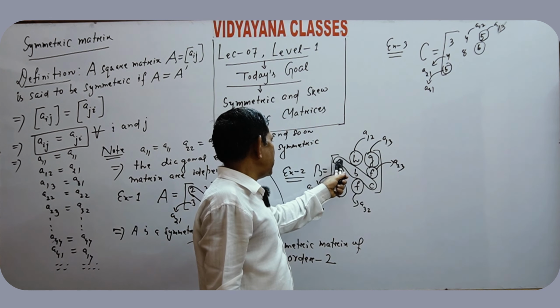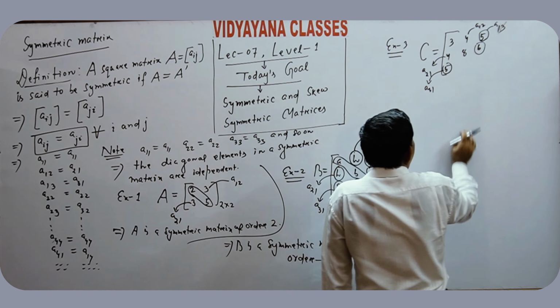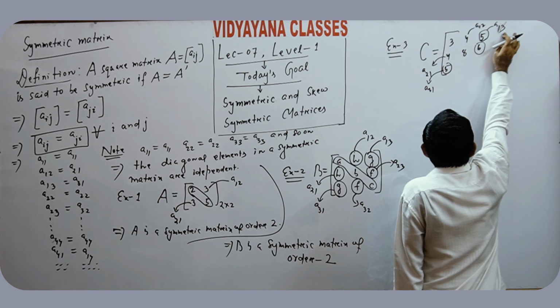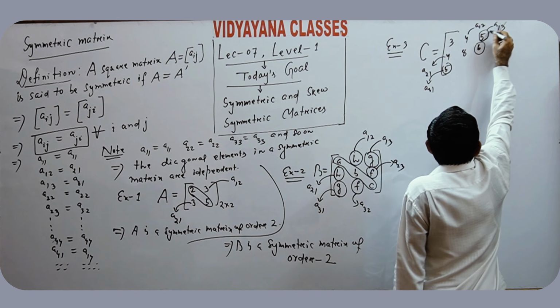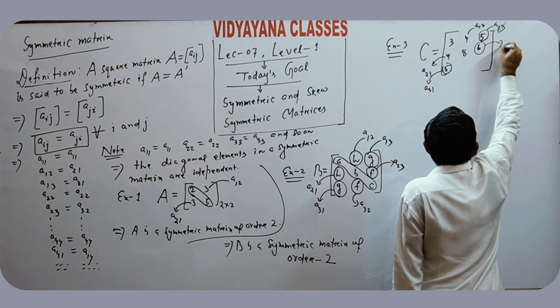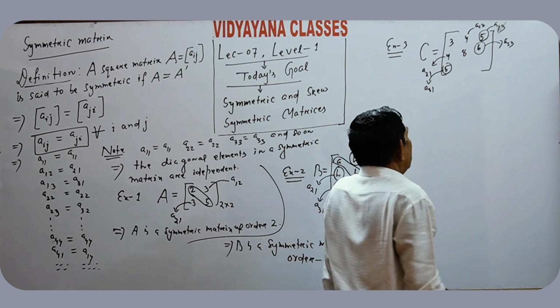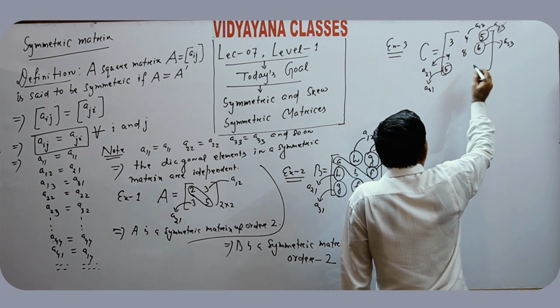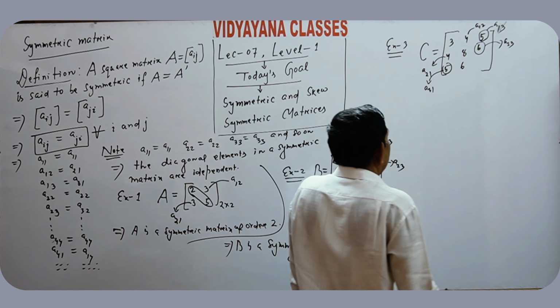Row 1 changes to column 1, that is 3 4 5. The element of first row third column is the same as the element of third row first column. The element of second row third column will be the same as the element of third row second column, that is 6. A23 is the same as A32.